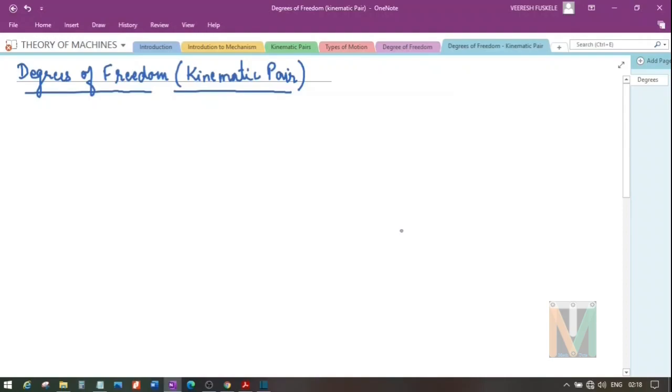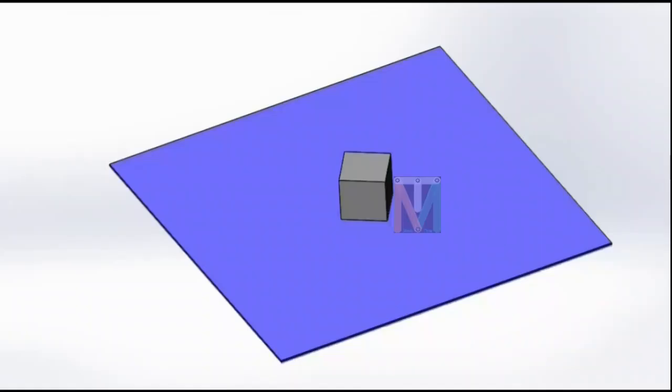Now let us understand this statement, that the connection of a link with another imposes certain constraints on the relative motion, by some demonstrations. So here you can see a kinematic pair with one link as a plate in blue color and another link as a cube placed on the plate in grey color. As you can see here, the bottom surface of the cube is in contact with the plate, and thus this is forming a joint. And this joint is actually imposing some constraints or restraints on the motion of the cube relative to the plate.